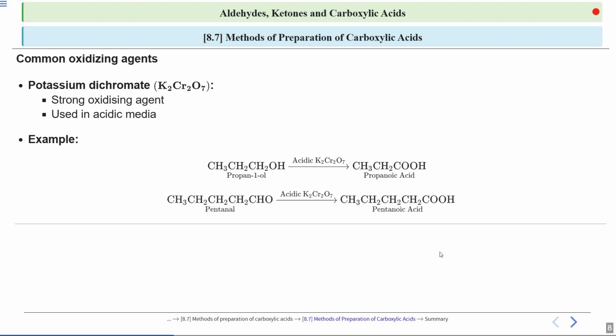Another example you can see is an aldehyde, which is pentanal. It is oxidized by acidic potassium permanganate to a carboxylic acid, which is pentanoic acid. It has 5 carbon atoms, so the root word will be pent. So it's pentanoic acid.